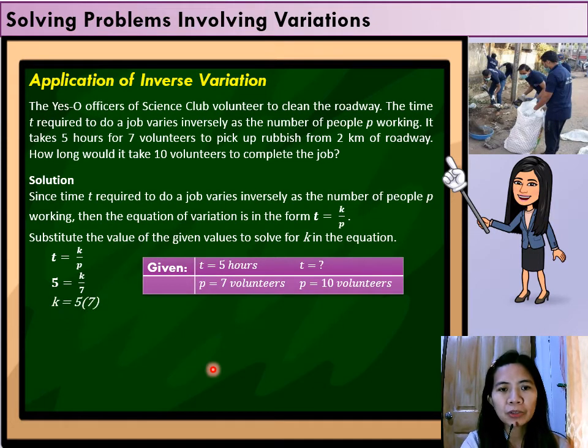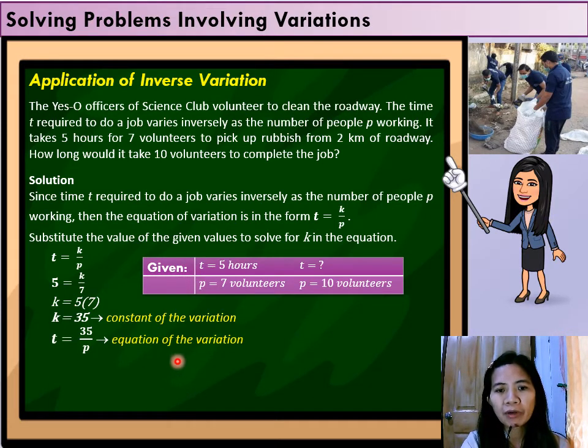Then we are going to multiply both sides of the equation by 7 to eliminate the denominator 7. So we have 7 divided by 7 will be 1, so the remaining variable here will be K. Then 5 times 7 is equals to 35. So the value of our constant is 35. Therefore, the equation of variation is T equals 35 all over P.